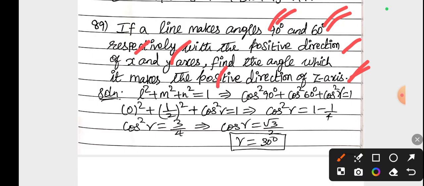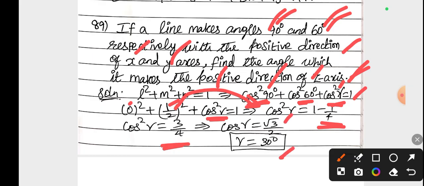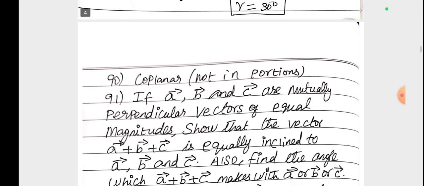We know the direction cosines: l square plus m square plus n square equals 1. So cos square 90 plus cos square 60 plus cos square gamma equals 1. Cos 90 and sin 0 is the same, so it's 0 square. Cos 60 degree, cos 60 and sin 30 are the same, so 1 by 2, 1 by 2 square. Cos square gamma we are going to find equals 1 minus 0 square, 0 only, minus 1 by 2 square, that is 1 by 4. Subtract it and we get cos square gamma equals 3 by 4. So cos gamma is root 3 by 2. So gamma is, what? 30 degrees. Clear? Check in the 89th.